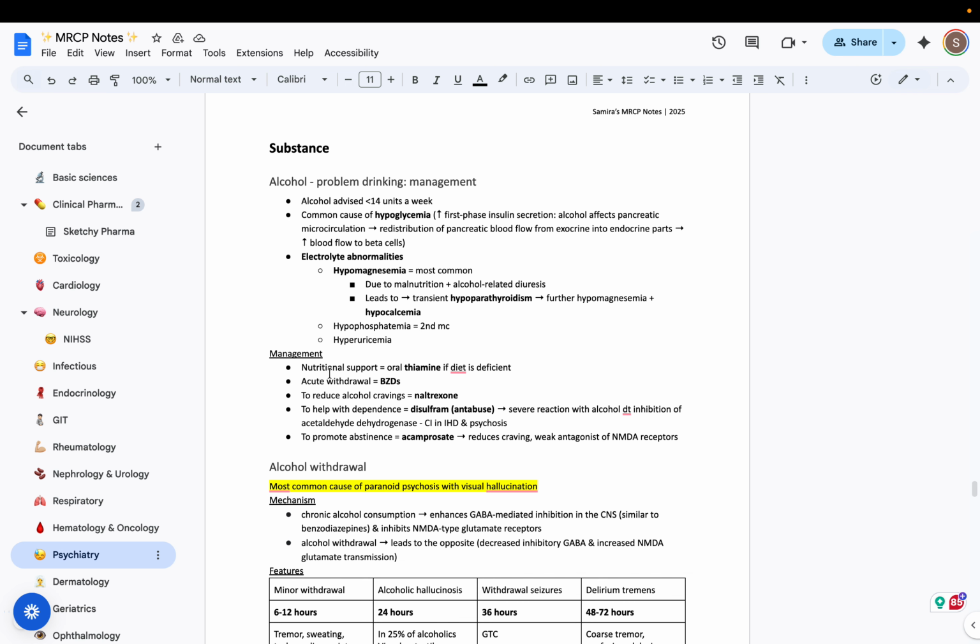How to treat? Well, if the diet is deficient in thiamine, you give them nutritional support with oral thiamine. And then if the patient's in acute withdrawal, you give benzodiazepine. If the patient has cravings, you give naltrexone. To help the patient with dependence, you can give disulfiram or Antabuse, which causes a severe reaction with alcohol. However, it's contraindicated in ischemic heart disease and psychosis. And if the patient wants to promote abstinence, you give them acamprosate, which is a weak NMDA antagonist, and it reduces cravings. Well, naltrexone also reduces cravings.